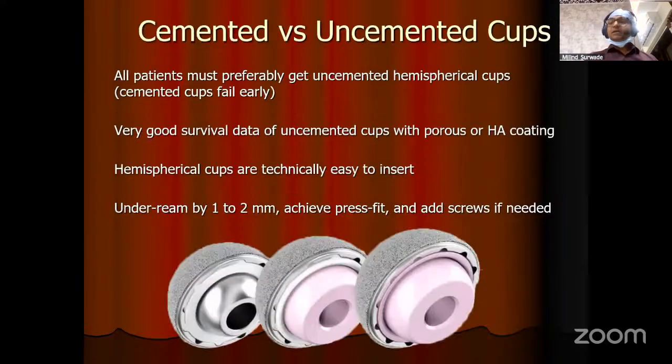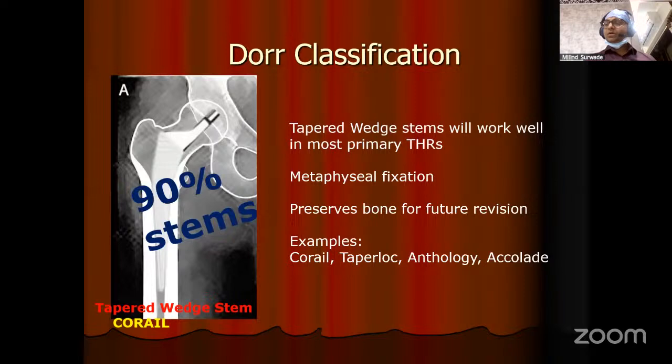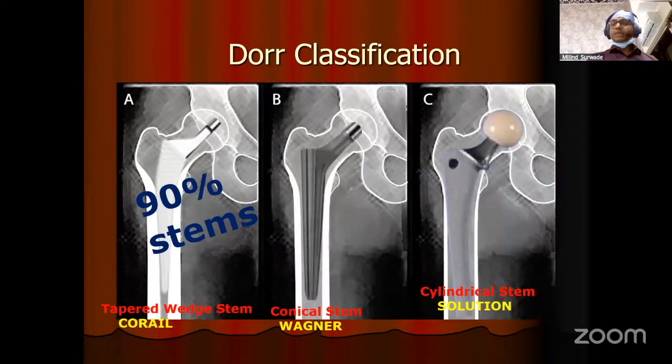You spoke about the collared stem and the collarless, non-collared stem. What is the difference between these two as far as intraoperative fracture incidence is concerned? Because there is literature which shows that the collared stem has a lesser incidence of intraoperative periprosthetic fracture. Any thoughts on that?